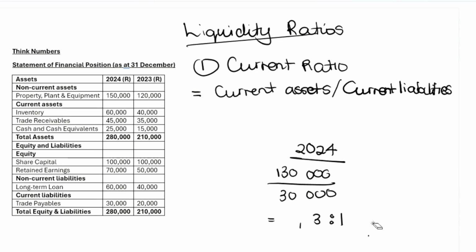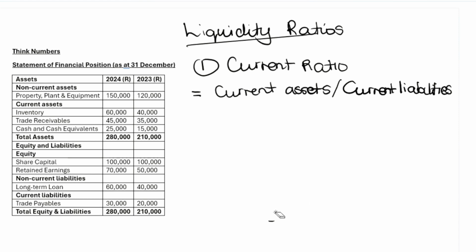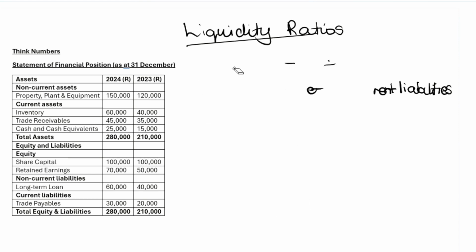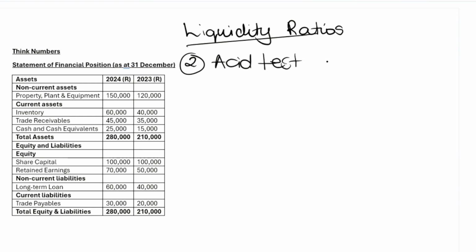The next ratio we have, also one of the most popular ones, is the quick ratio, also popularly known as the acid test ratio. Remember, we can use both of these terms interchangeably. The next one we're going to look at is the acid test ratio, which is essentially our current ratio, however, now we have excluded inventory.